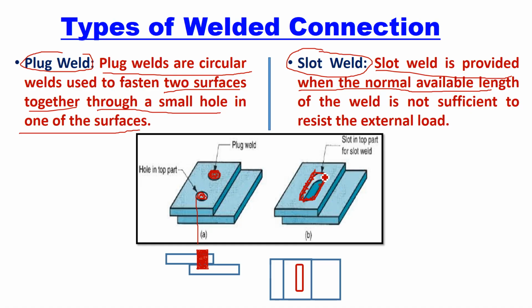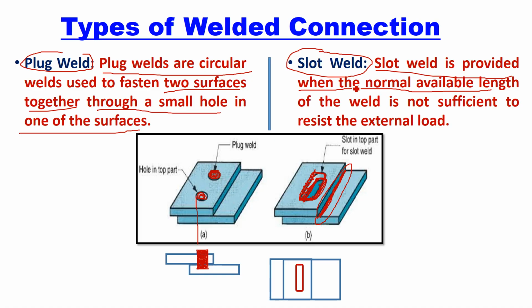If you do it with a single line, then the welding length available is only this much. If it is not a slot, you can weld like this, complete. Here also, if you want to weld it, you have to weld it like this. But still, if the load is high and this welding length cannot resist that external load, you have to increase the length of weld. But now there is no provision here to increase the length of weld. So in that case, if you provide a slot, you get four edges of this slot to be welded. So automatically the length of the weld will increase.